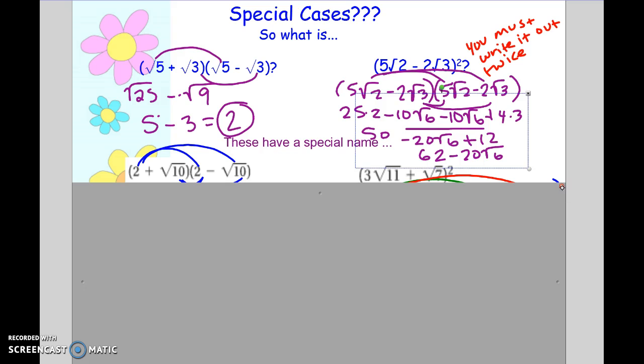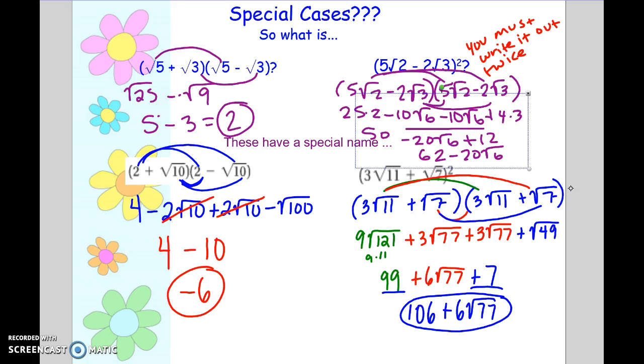Okay, so let's look at those answers. If you notice the first one, difference of squares, I went ahead and FOILed the whole thing out so you could see that the middle terms will cancel. So all you have to do is the first and the last one. Make sure that you can recognize that it's difference of squares, or else you're going to make that mistake if you do it when it's not. So I ended up with just negative 6. Second one, I wrote it twice. And then I distributed, and I ended up with 106 plus 6 radical 77.